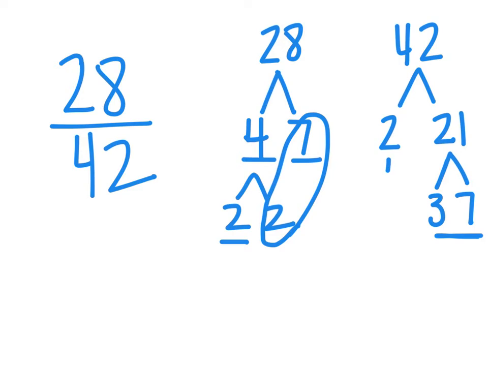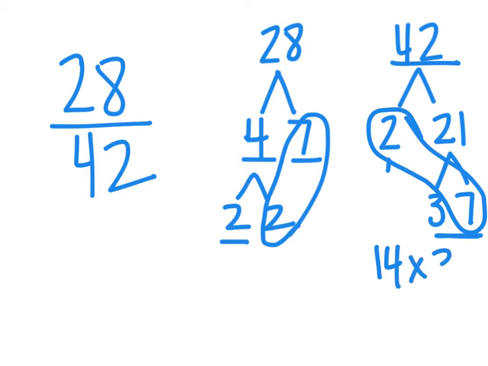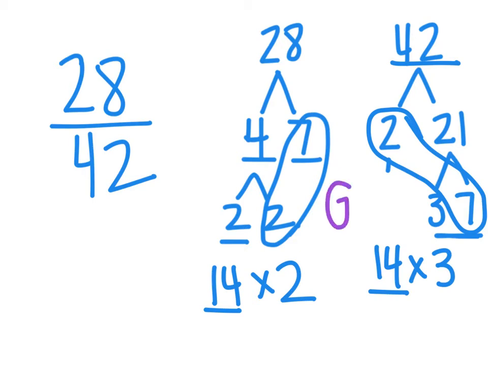Anywho, I see that besides just 1, 28 and 42 have a couple different factors in common. I notice that they both have a 2 and a 7, which means that to get 42, I could do 2 times 7, which is 14, times 3. And for 28, I could do 2 times 7, 14, times 2. So they both have 14 in common. That's actually the biggest factor that the two shared. So we call it the GCF, greatest common factor. Greatest meaning biggest, and common meaning one that they share. They both have 14 in common.